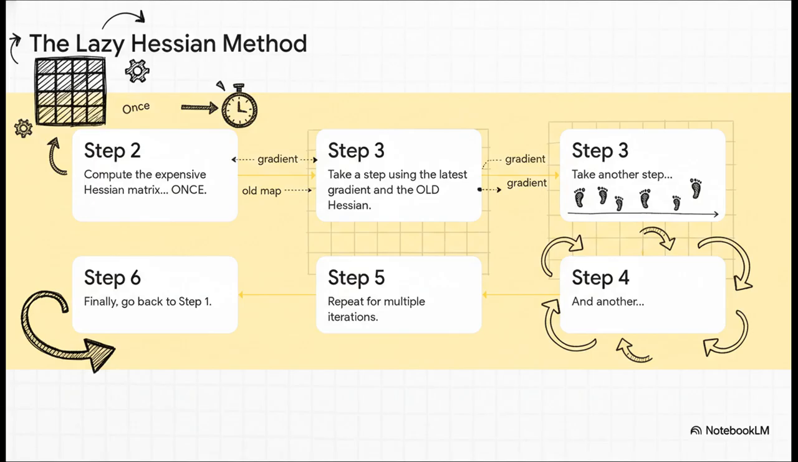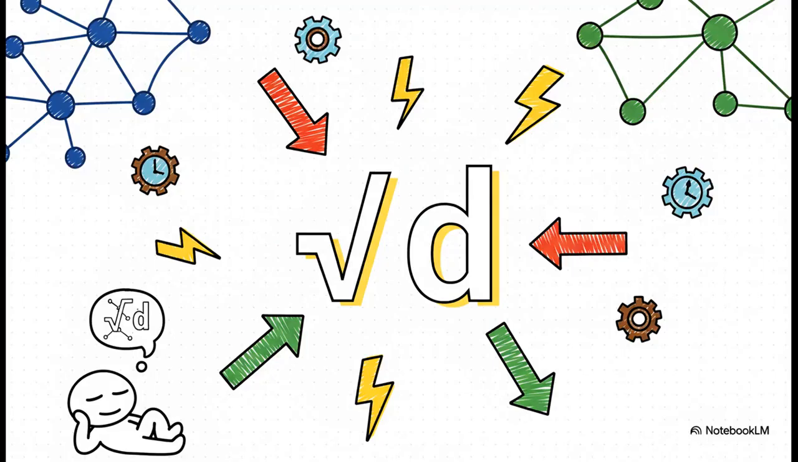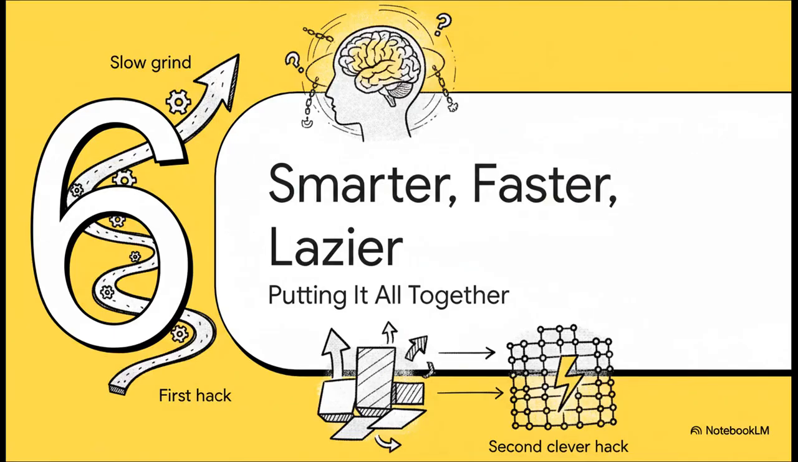We still figure out the simple downhill direction, the gradient, at every single step, but we use our old map to help us interpret it and take a much smarter jump. And what is just amazing is how well this works. Research has shown that by being lazy, you can actually improve the total computational cost by a factor of the square root of d, where d is the number of parameters. So for a model with 1,000,000 parameters, that's a potential 1,000-fold improvement. It turns out the best strategy is often to update that big expensive map only once for every 1,000,000 or so steps you take.